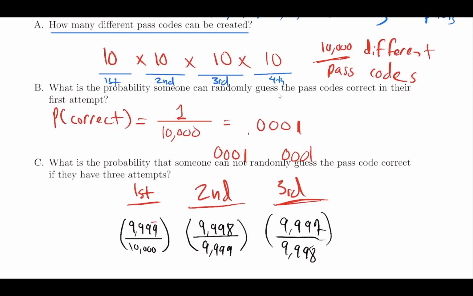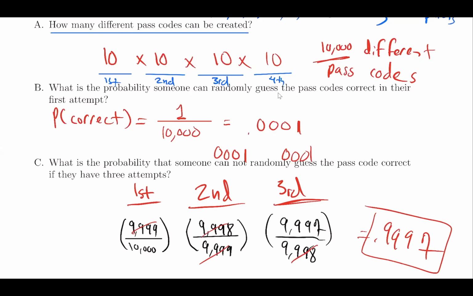So if we actually work this out, you should get 0.9997. And that's your answer. So that's it for today's lecture. Any question for this last part?